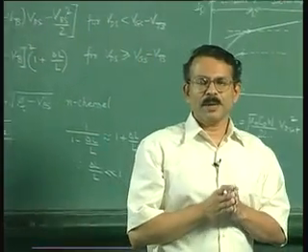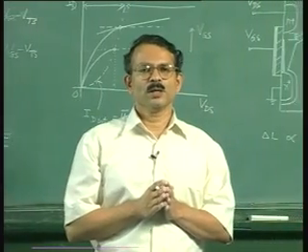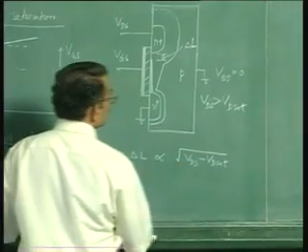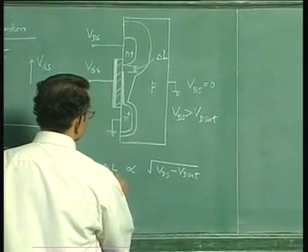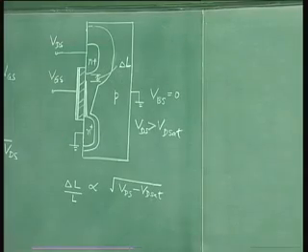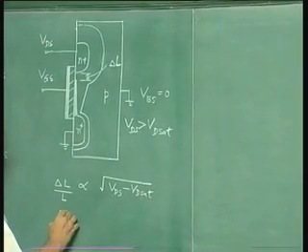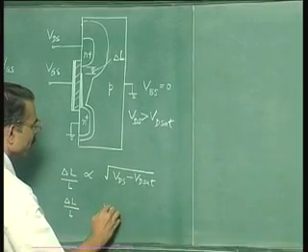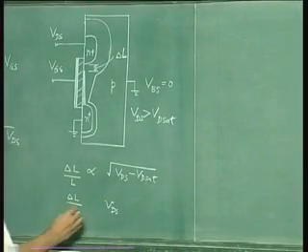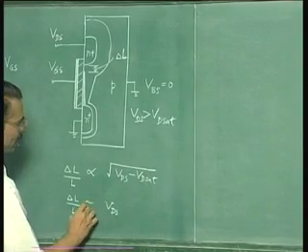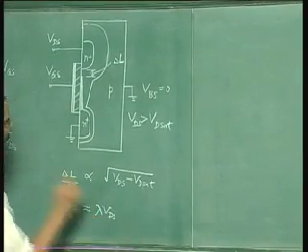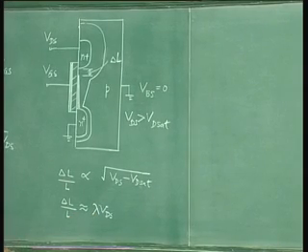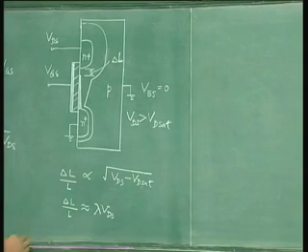we use a simple empirical approximation to the square root formula. So look at the square root formula, delta L is proportional to square root of VDS minus VDSat. So delta L by L will also be proportional to the same quantity, but we write delta L by L as proportional to simply VDS, and we include a proportionality constant that is normally represented as lambda, and this proportionality constant is called channel length modulation parameter.